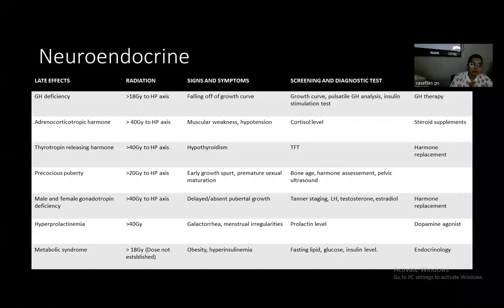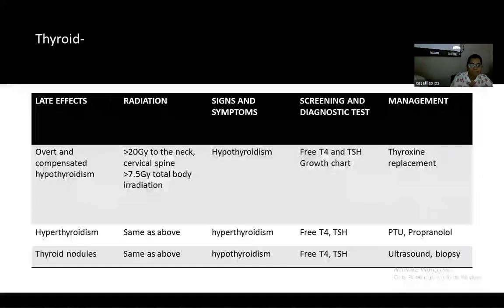Metabolic syndrome usually presents with obesity and hyperinsulinemia. For these patients, we check fasting lipid, glucose, and insulin level, and accordingly we have to manage the patient according to the deficiency. Like if there is hyperinsulinemia, we have to manage the insulin level accordingly. Then we have next, thyrotropin releasing hormone deficiency, which usually presents as hypothyroidism. We need to check TFT, and accordingly we give the hormone replacement to the patient.